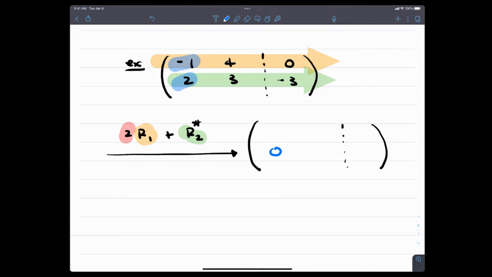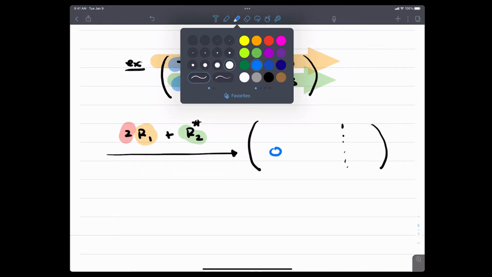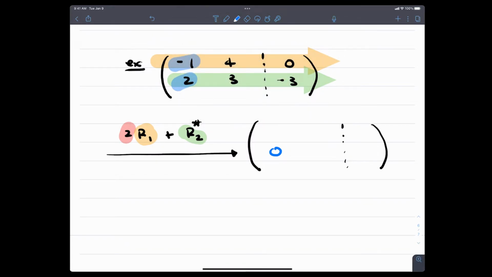Now let's do it again. The next entry. You read it. 2 times what number? 4. What's 2 times 4? And then you add it with 3. What's 8 plus 3? Good. And you put your answer in row 2. Okay. 2 times 0 is what? And then you add it with negative 3. What do you get? Good job. Just negative 3, ladies and gentlemen. This is a pretty big deal.